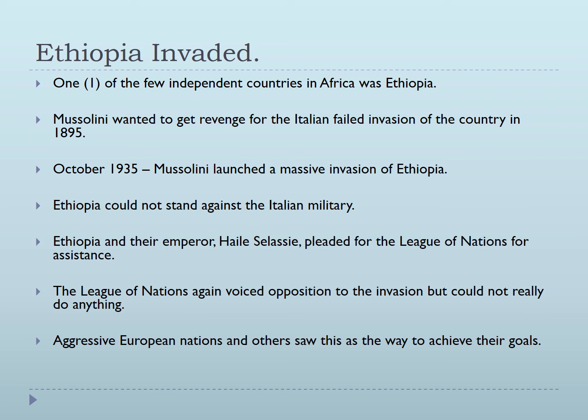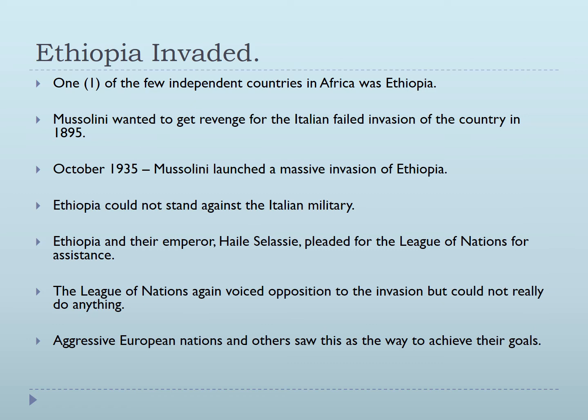So Ethiopia and their emperor Haile Selassie, I believe is how you say that, pleaded with the League of Nations for assistance. Again, the League of Nations says, hey, don't do that. You should stop doing that. But again, really can't do anything.